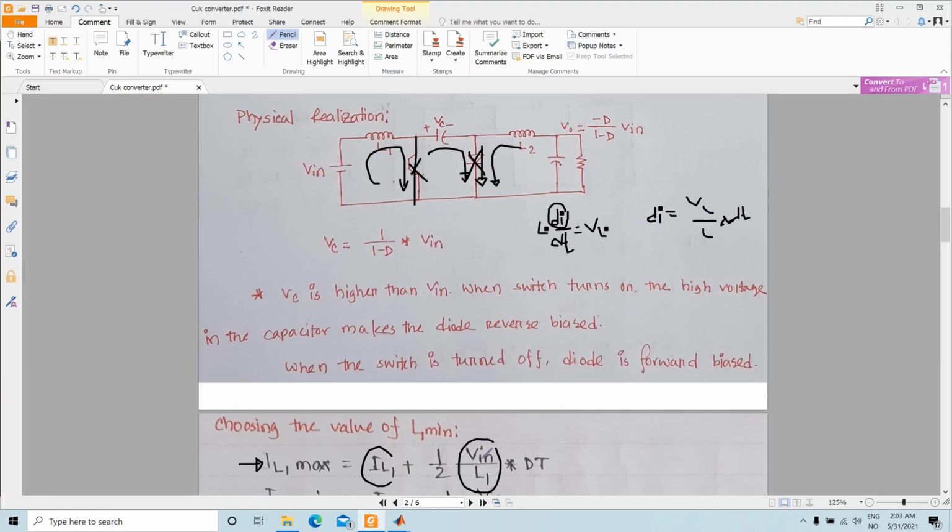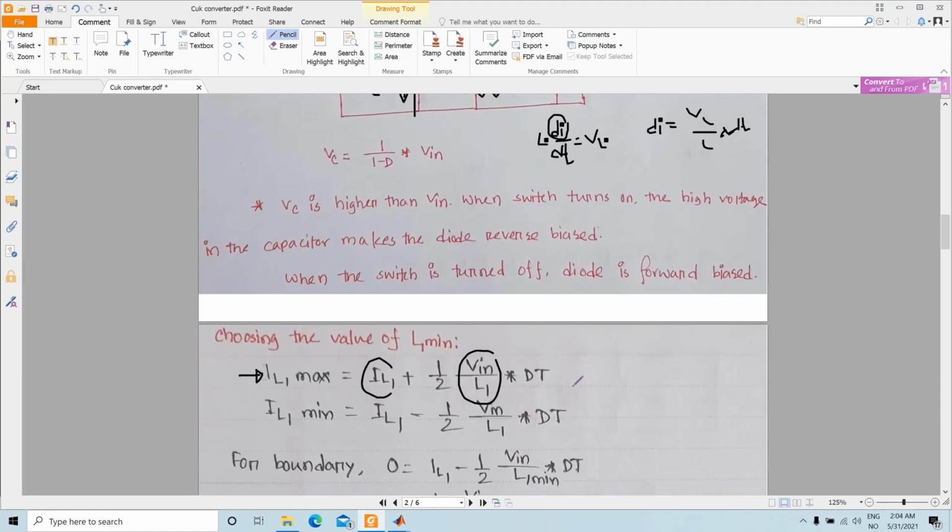So the slope is V in divided by L1. So this is the slope multiplied by the time duration. So the time duration in the on time, T on, you can write as duty cycle D multiplied by T. So that is what is written. You have followed a similar approach in the previous converter derivations.